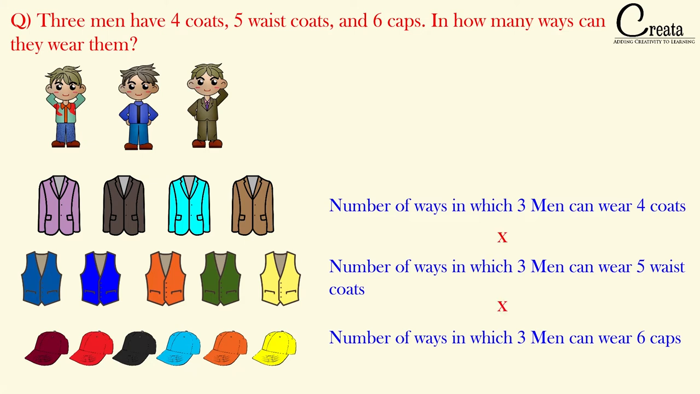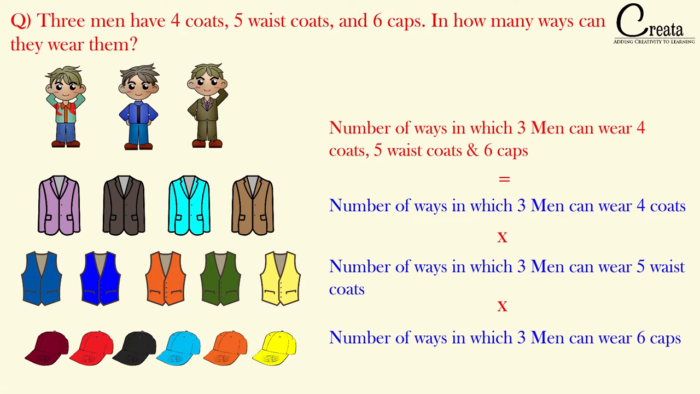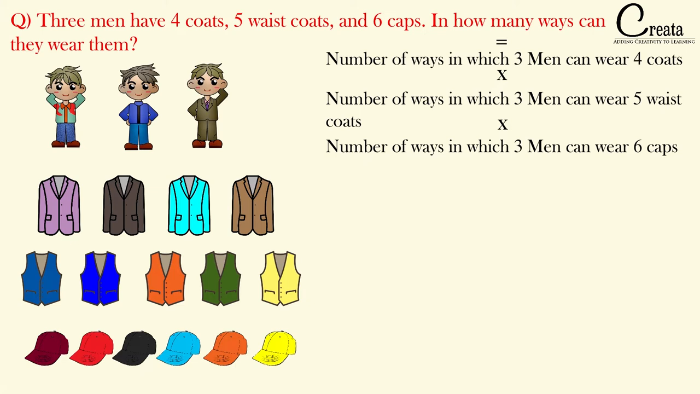Why? Because the final equation formed as per the logic given in the question will be: the number of ways in which these men can wear all these items will be equal to the number of ways in which the 3 men can wear 4 coats, and the number of ways in which the 3 men can wear 5 waistcoats, and the number of ways in which the 3 men can wear 6 caps. Here, as per the logic given in the question, the AND will be applicable. And we know AND is multiplication. This is the concept through which we will approach the question. So let's individually calculate all these three values. Firstly, we will see the number of ways in which the three men can wear the four coats.